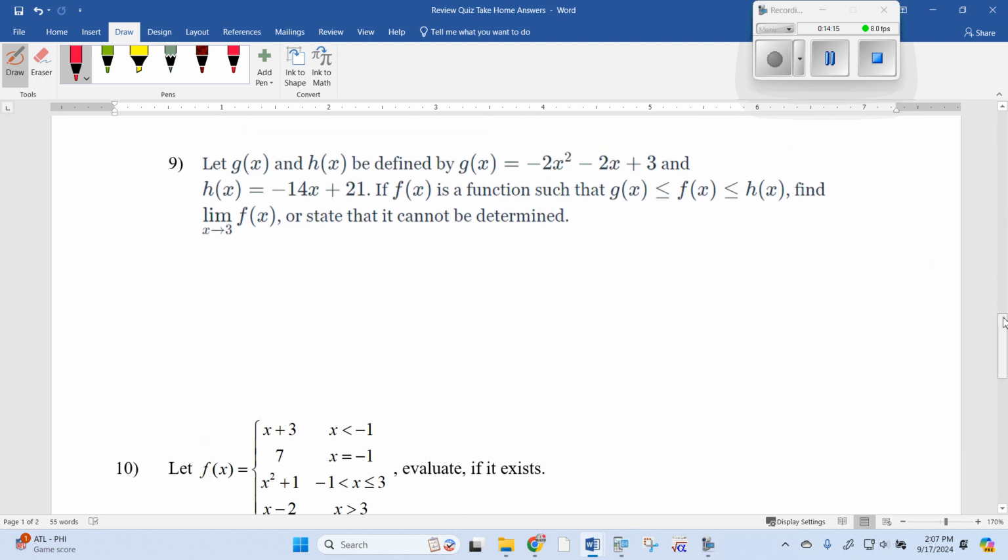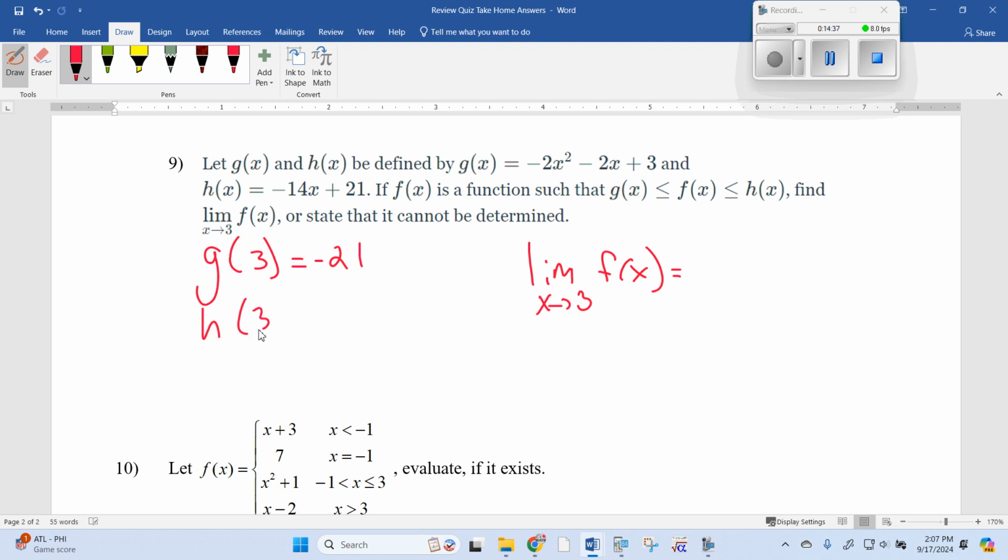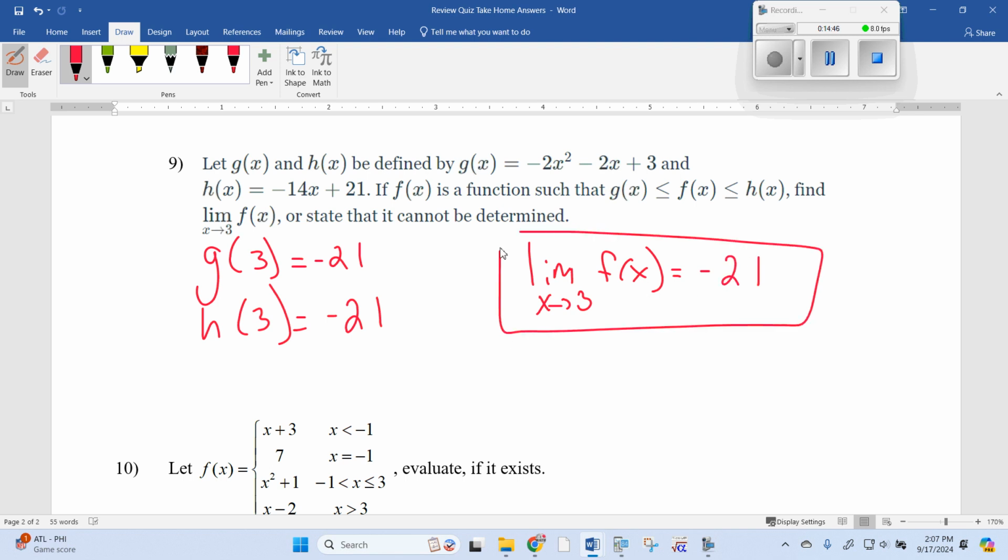We have our squeeze theorem or sandwich theorem. We want to find what's the limit as x approaches 3 of f of x. So I want to find what is g of 3. If I plug 3 into g, I get -21. If I plug 3 into h, I get -21. Therefore, the limit of f of x is -21.